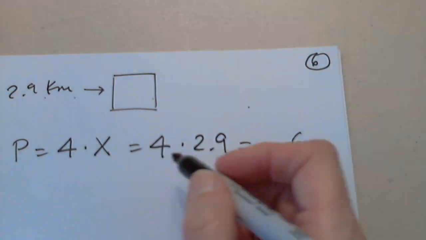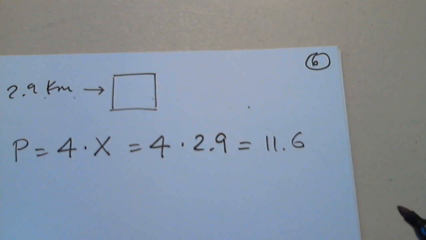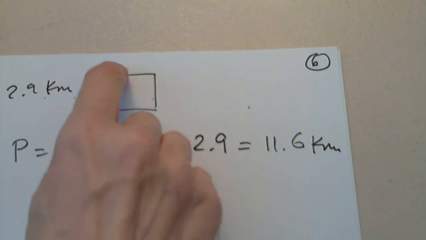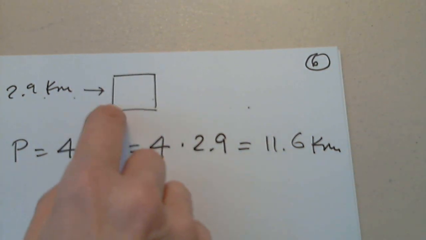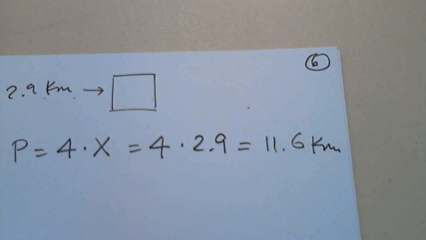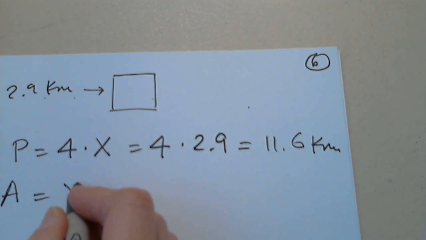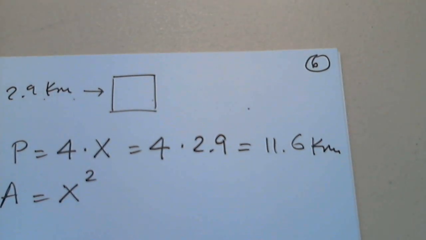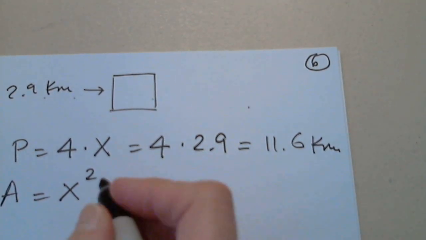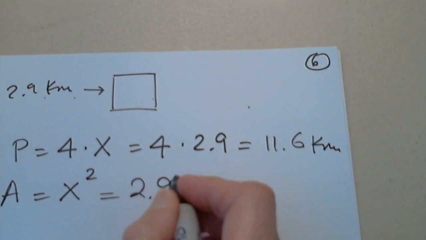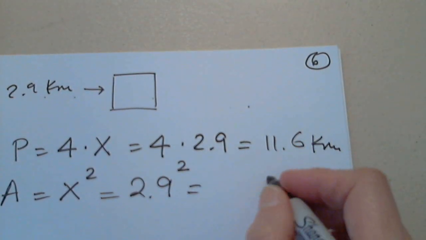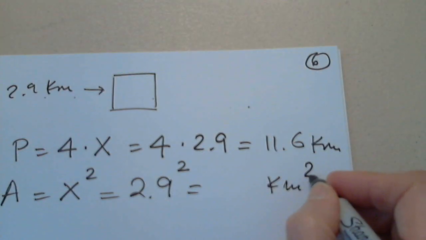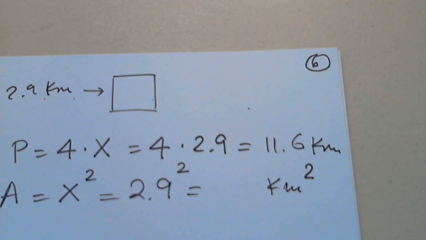So 36, 6 and I carry a 3, 11.6. And this is in kilometers, because this is kilometers plus kilometers plus kilometers plus kilometers. However, the area is the side squared, which means 2.9 squared. And the measurement unit cannot be the same. It will be in kilometers squared. That's the area. So we want 2.9 times 2.9.